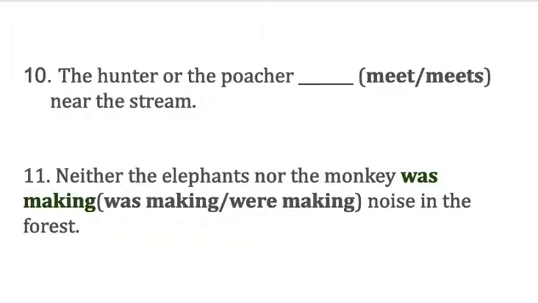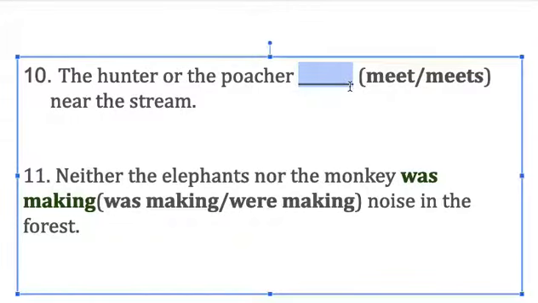So next one in this particular one is the hunter or the poacher. Now you see hunter or the poacher. So out of two, only one, either the hunter or the poacher. It is a singular subject because we have to choose one out of two, so what will we do? Meet or meets? Singular subject, singular verb. So the singular verb is meets, because a singular verb is when we add s or es to the verb. So it becomes: the hunter or the poacher meets near the stream.